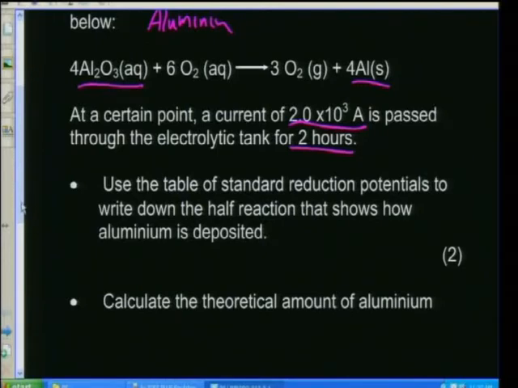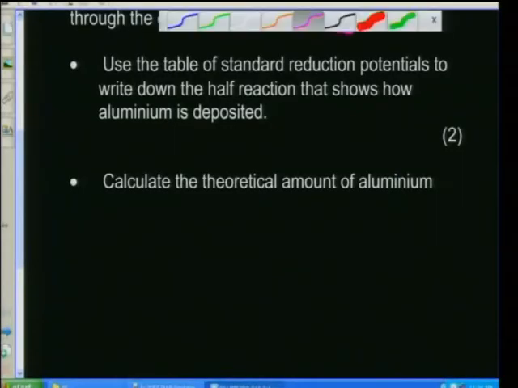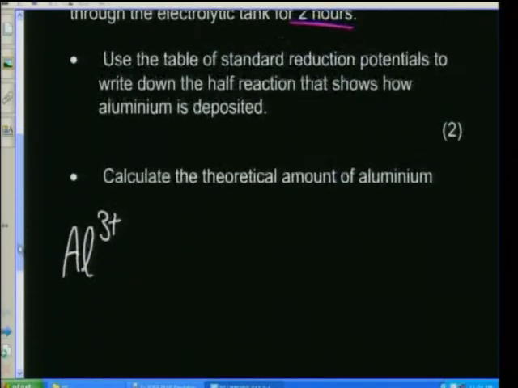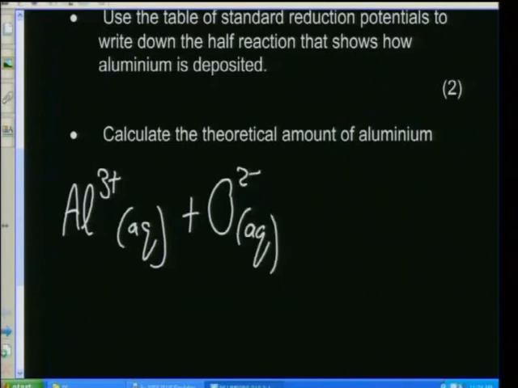Okay, it's 4 aluminium ions, 3 plus. Yes. Okay, so I'm going to write it down below, so we get it right here. So they give you the ionic equation. I didn't see that. So it's Al3 plus, aqueous. Is that right? Yeah. Plus O2 minus, aqueous. That makes more sense. Correct? It's 4 Al3 plus.